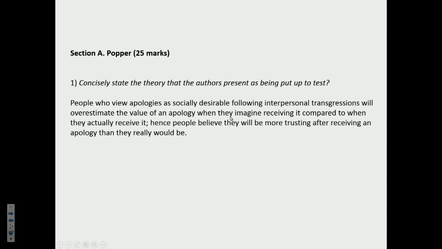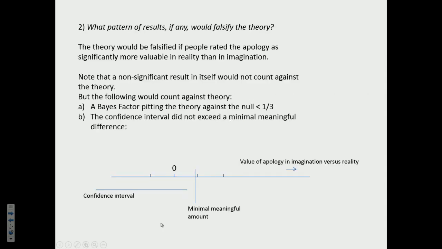For example, what would falsify it? Or what are the auxiliary hypotheses? We'll come to that. So for the substantial theory that you've given, what would falsify it? Just have a chat with the person next to you. So for your substantial theory, it might have been a bit different. What results would falsify it from this paper? Okay, so the theory would be falsified if people in experiment 2 rated the apology as more valuable or gave more money in reality than in imagination.